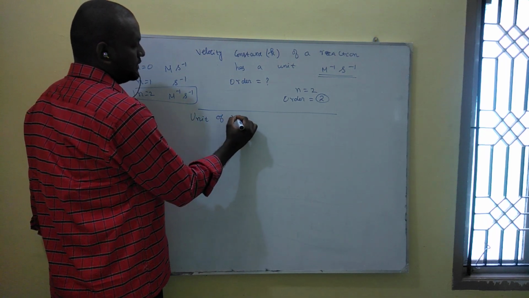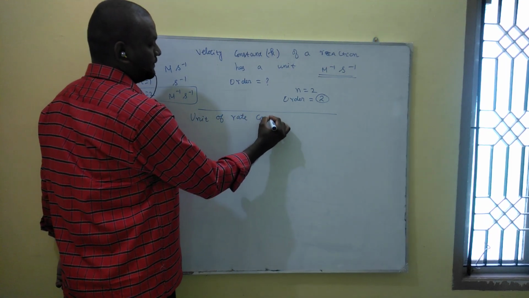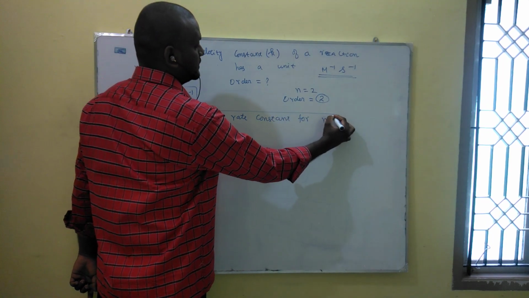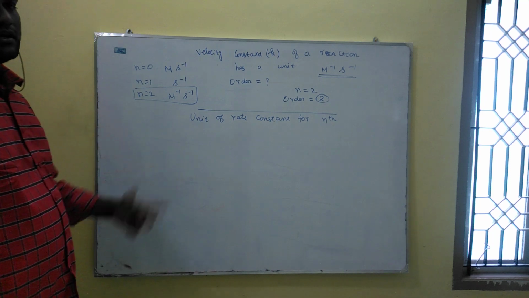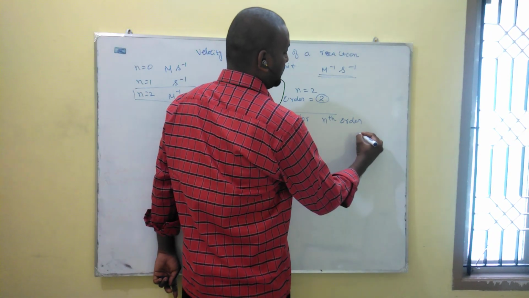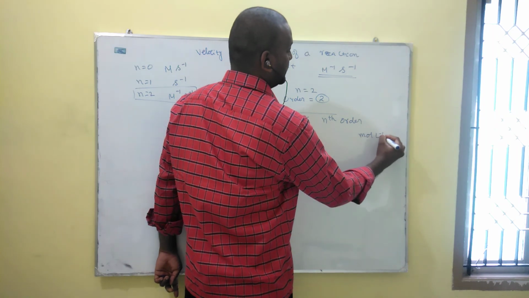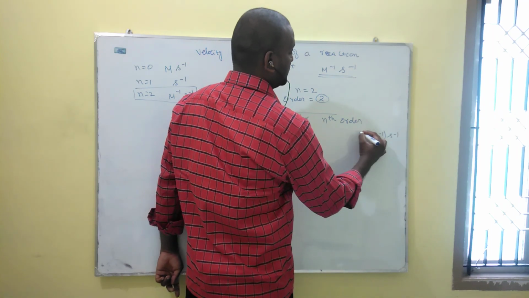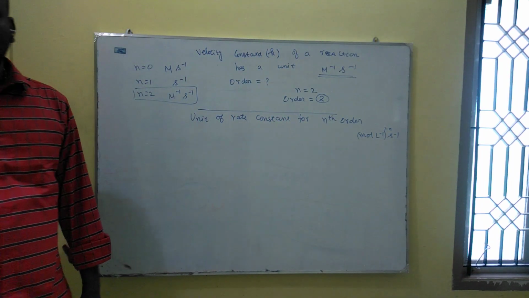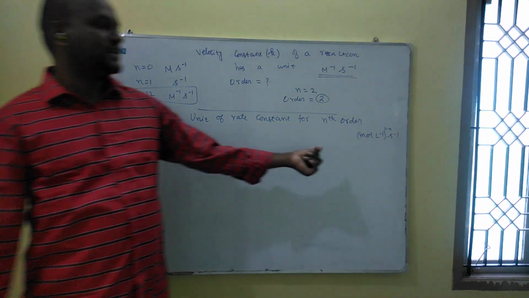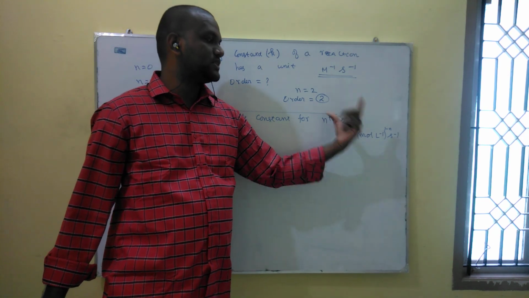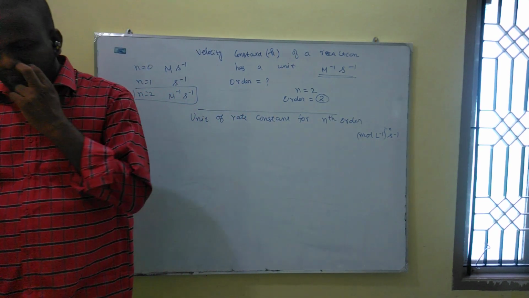Unit of rate constant for nth order reaction. So we already have the general relation for nth order: mole per liter per second, or (mole per liter) to the power 1 minus n per second. The liter may be replaced by decimeter cube, or the whole mole per liter is replaced by capital M power 1 minus n.